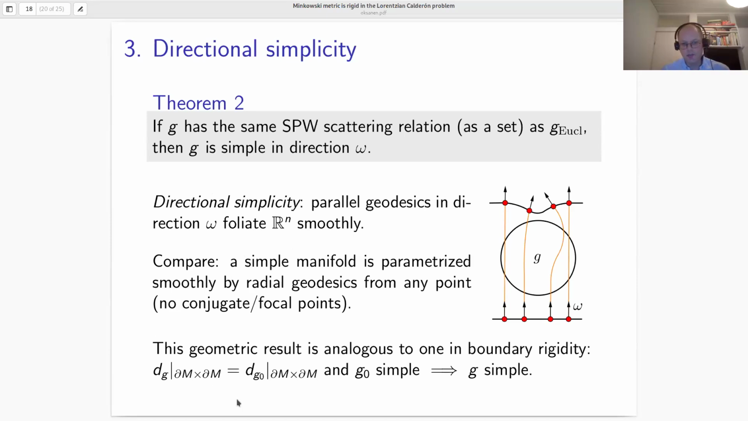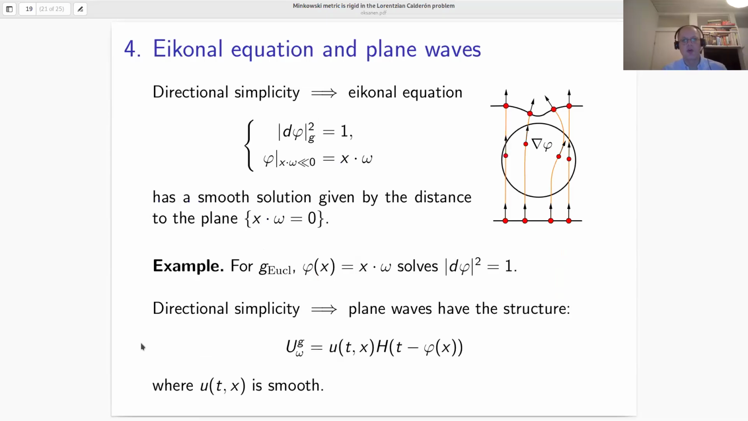So there is this result saying that if the distance functions of two metrics restricted on the boundary are the same, and if one of the metrics is simple, then the other one must also be simple. So this theorem is similar to that. And I think you can find this theorem, for instance, in this fairly new book by Mikko Salo, Gunther Uhlmann, and Gabriel Paternain. But it has existed in the literature for quite a while. All right. So moving on.